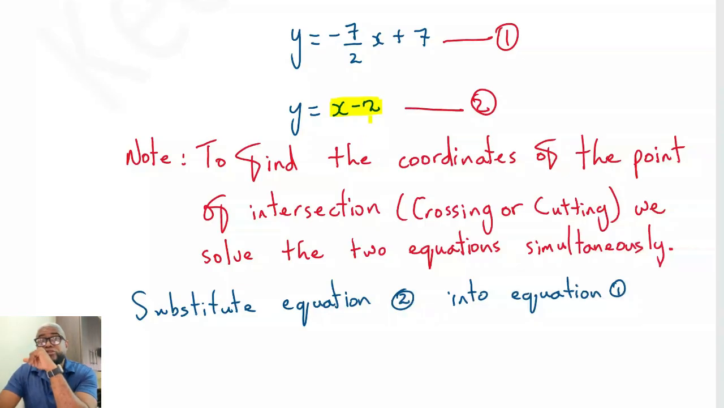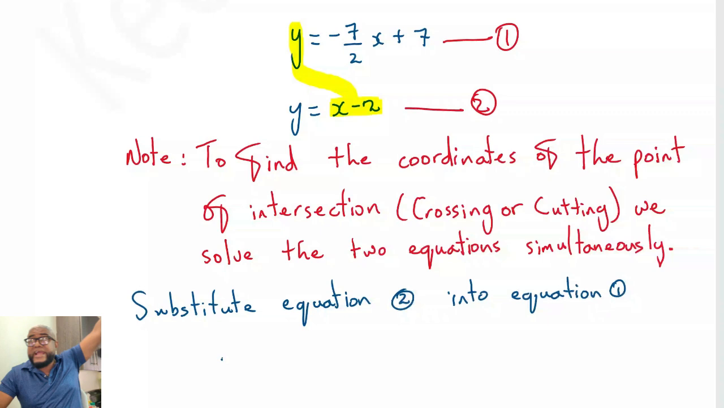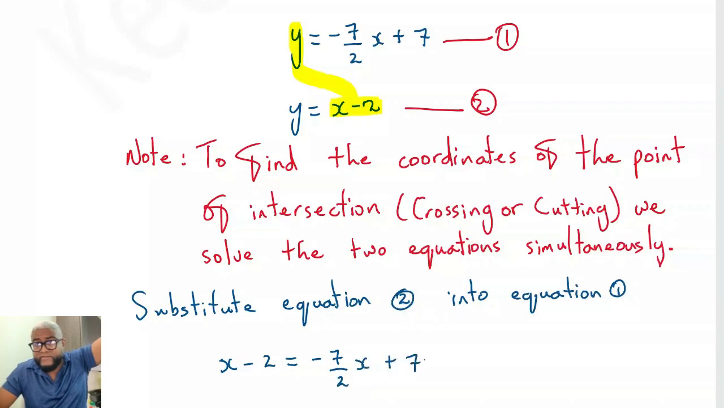X minus 2. So you see this here, Nia? This x minus 2 is going to take the place of y here, right? So instead of putting y, I'm putting x minus 2. It's like I'm taking the x minus 2 and putting it in place of y here. So watch how I'm going to work here. Watch what it becomes. Instead of y, what did I just say we put? X minus 2. Boom. X minus 2 will be equal to whatever was on that side, which is -7 over 2x plus 7.